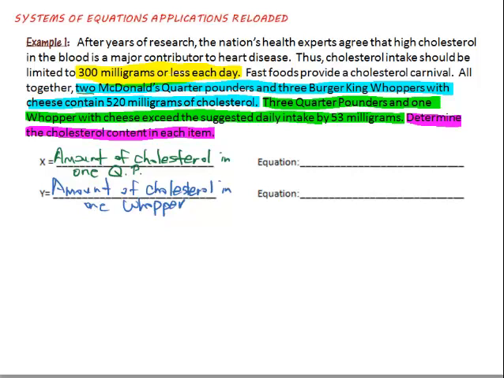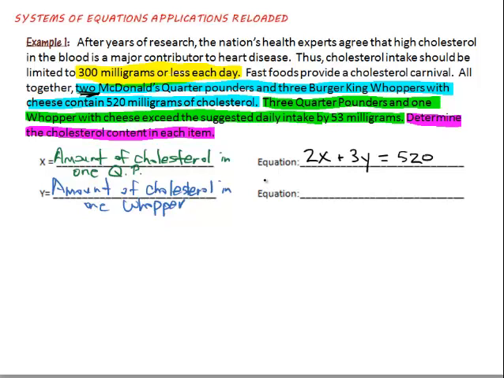Okay, so now it's time to write our equations. The first equation is going to come from the blue part. It says 2 McDonald's Quarter Pounders, so 2 times the amount of cholesterol in a Quarter Pounder, which is our X, plus 3 Burger King Whoppers, or the cholesterol in a Burger King Whopper, which will be our Y, contains or is 520 milligrams of cholesterol. So 2 times the amount of cholesterol in a Quarter Pounder plus 3 times the amount of cholesterol in a Whopper is going to be 520 milligrams of cholesterol.